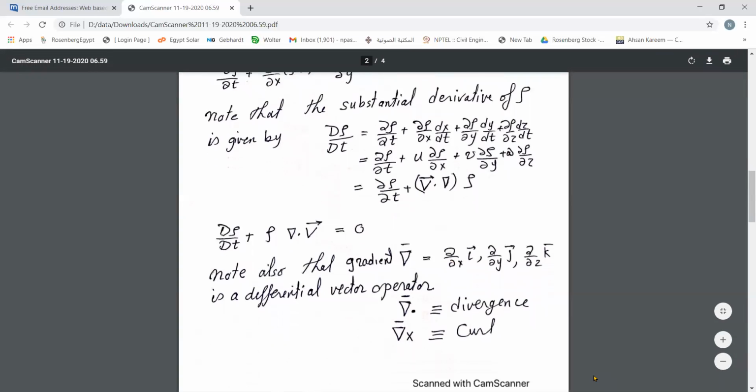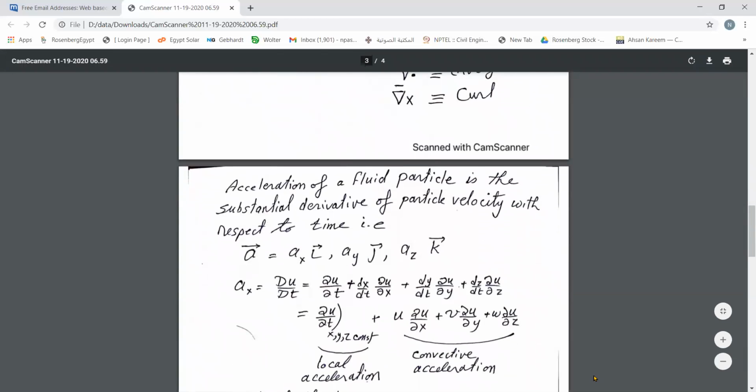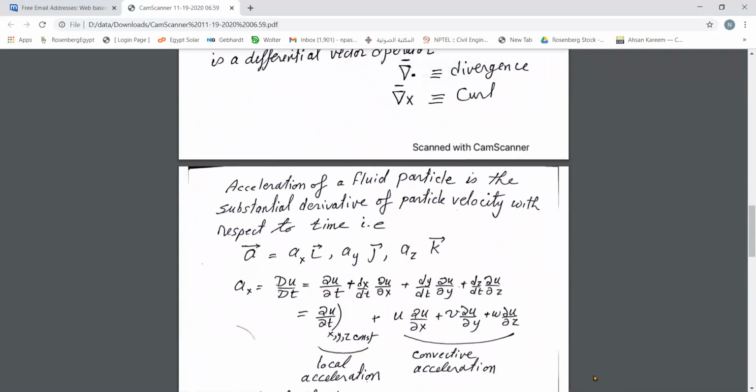Okay. Now, I would like to define the acceleration of a fluid particle. The acceleration is the derivative of the velocity in general. But now we are looking at fluid particles, so we are looking for the substantial derivative. So ax, for example, will be capital Du by Dt. ay would be capital Dv by Dt. Acceleration in the z direction, az, will be capital Dw by Dt.